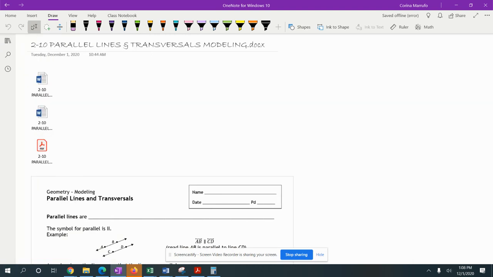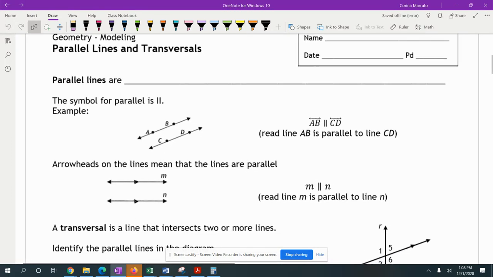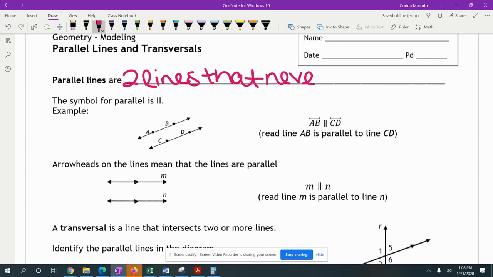All right, so we are going to be covering parallel lines and transversals next, okay? So if we recall from our previous lesson, parallel lines are two lines that never intersect. So they are equally spaced apart, okay? The symbol for parallel is shown here, which we covered in the last lesson as well. And they give you an example of what two parallel lines look like.